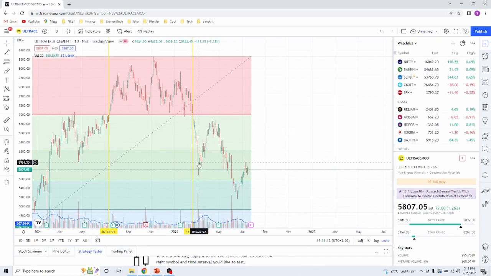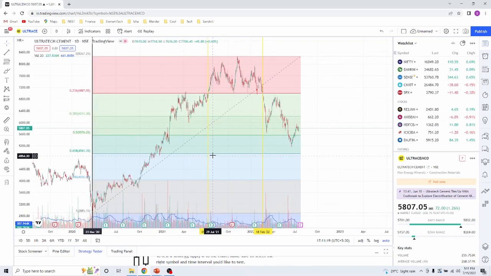Then it fell. It even broke the 50% here. So you can see that even the 38% was broken. It came to the 50% mark. Then it found support at the 50% mark. Then it sort of did a bounce back here. And again, it has now broken the 50% mark too.